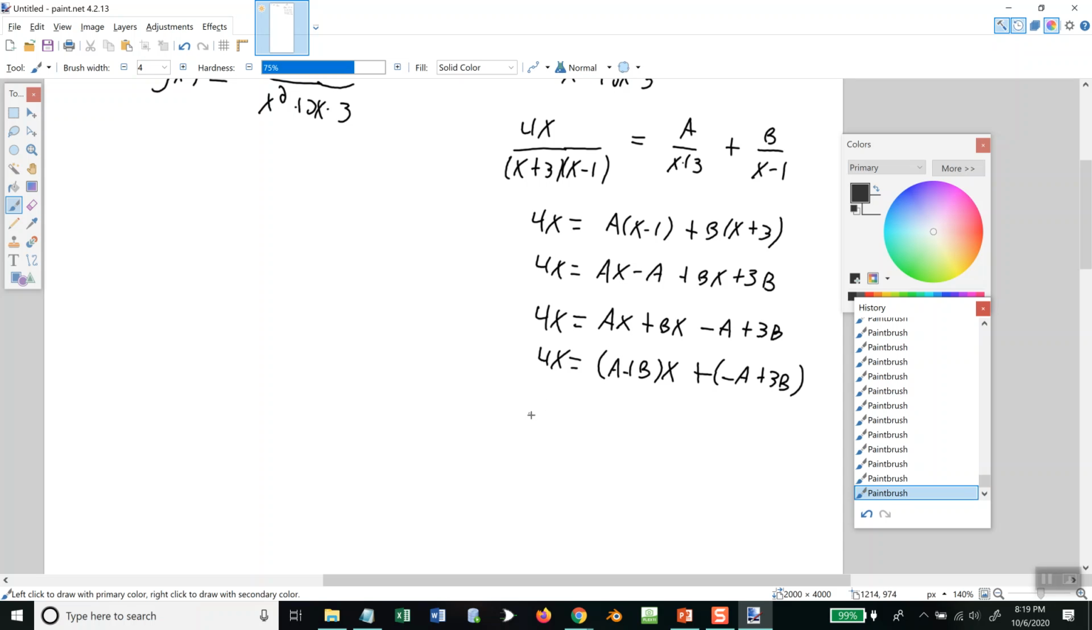So I'm going to equate what's in front of the x's. So I got a plus b is equal to 4. And I equate this to my constant. There is no constant over here, so it's 0. So I got negative a plus 3b is equal to 0.